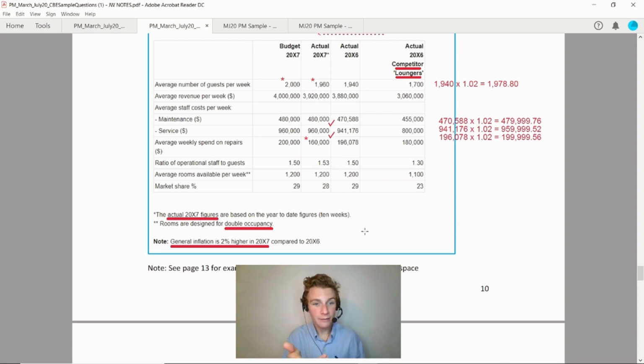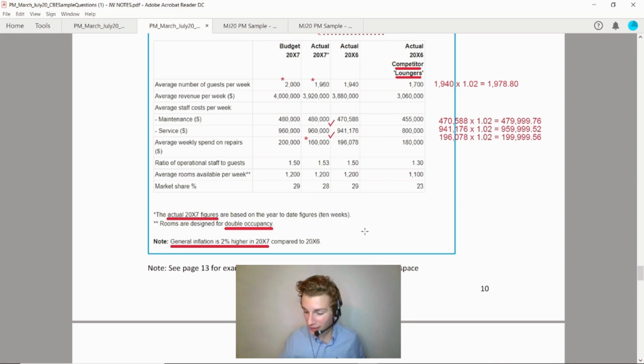And then finally on here we've got a note: general inflation is 2% higher in 2007 compared to 2006. And when I read that, the alarm bells have got to go ringing to say, well, have we got figures from 2006? Yes. Have we got figures from 2007? Yes. Okay, well, shall we test some figures to say, well, do they actually match what they're saying in terms of the note? So the actual figures, how do they compare to the budget figures or the actual figures?